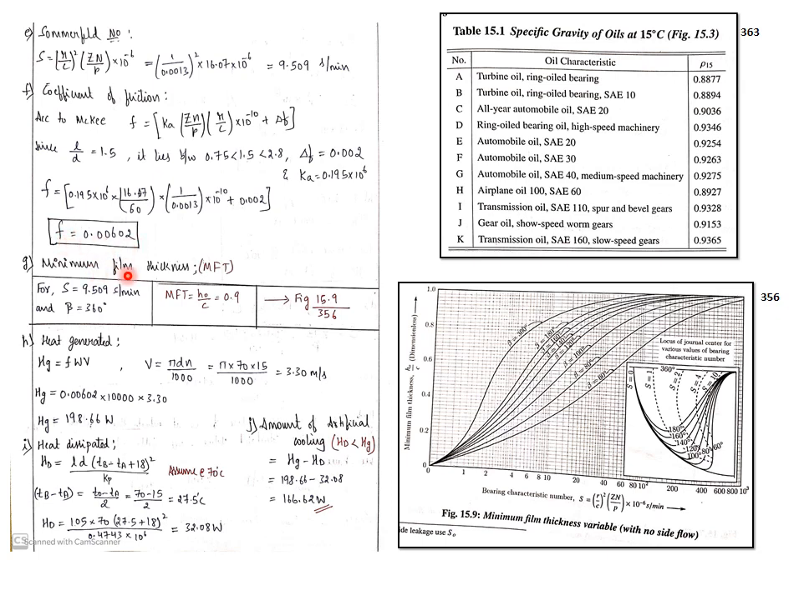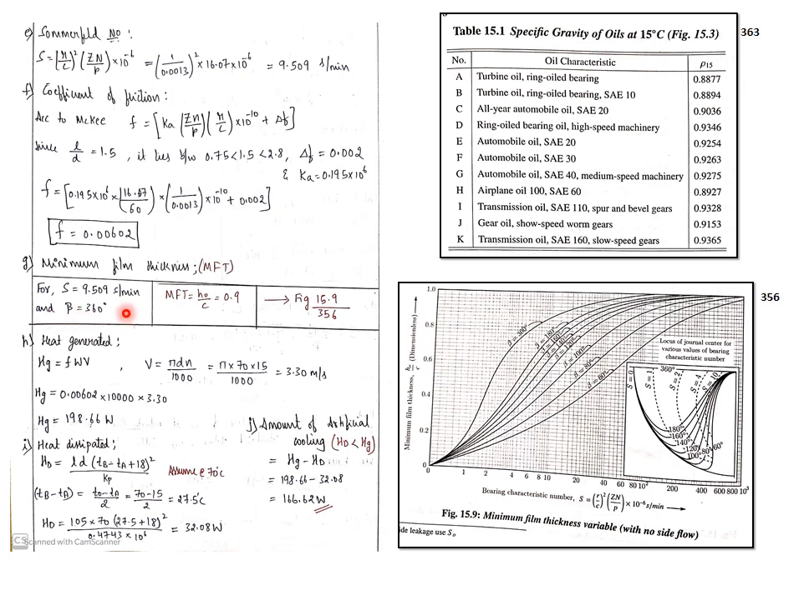Next is the minimum film thickness. How to find MFT? Go to the graph, figure 15.9 from page number 356. If you open the graph on page 356, check the value of S on the x-axis, 9.509, which is the value you got here. Similarly, beta is equal to 360. You can directly assume beta is equal to 360 degrees.